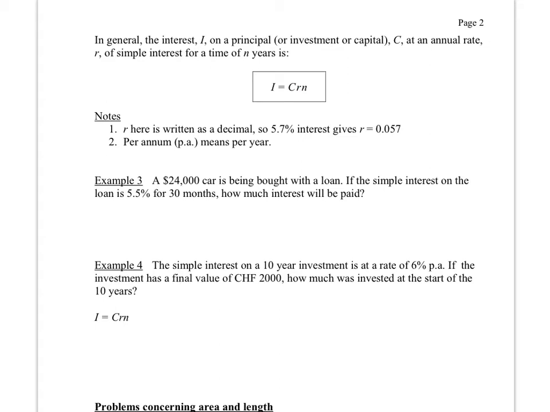Just notice that R has to be written as a decimal. So don't write it as 5.7%, write it as R equals 0.057 instead. If you see the abbreviation PA for per annum, it means each year, per year.